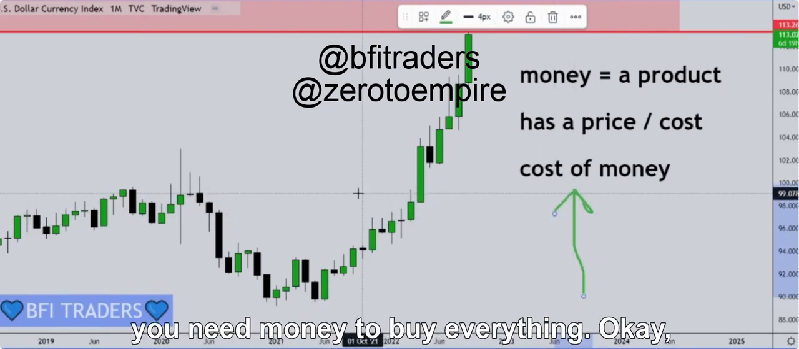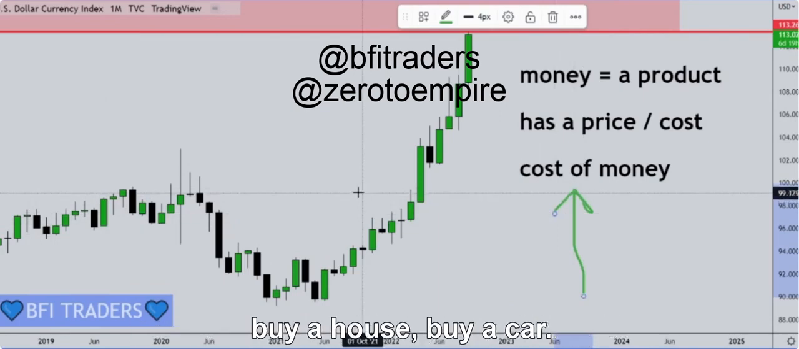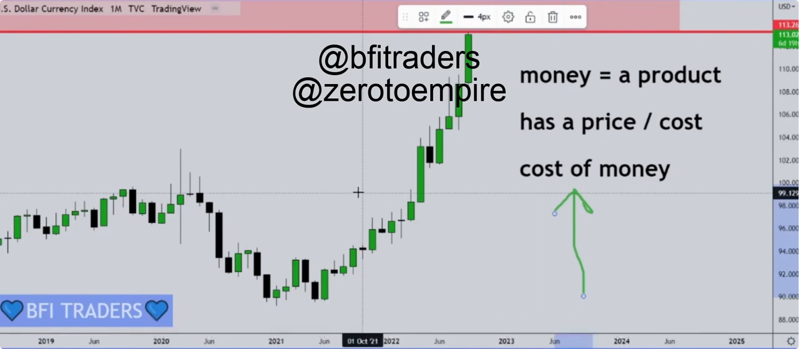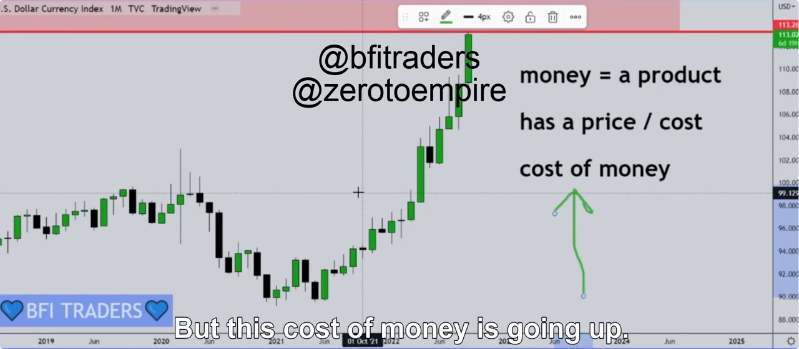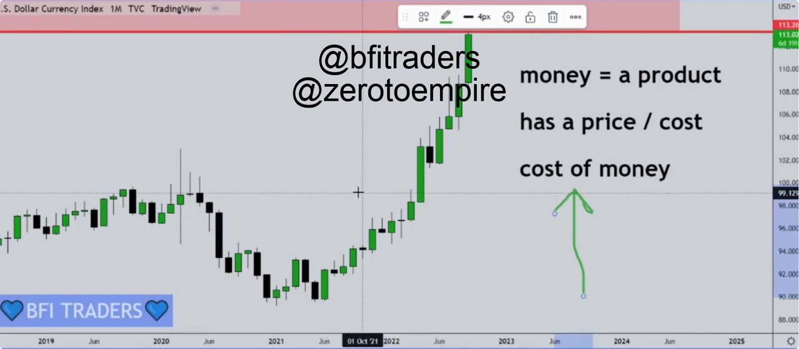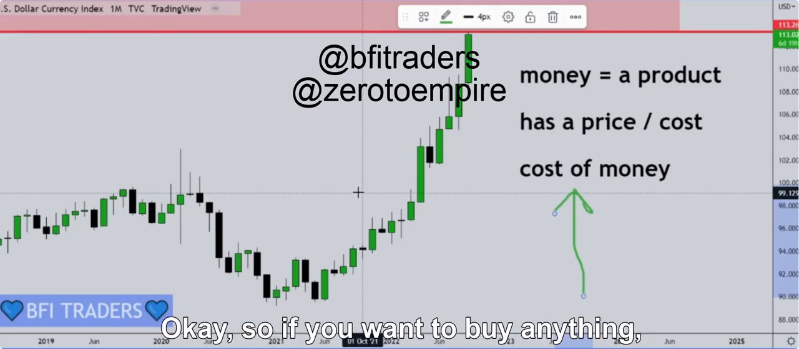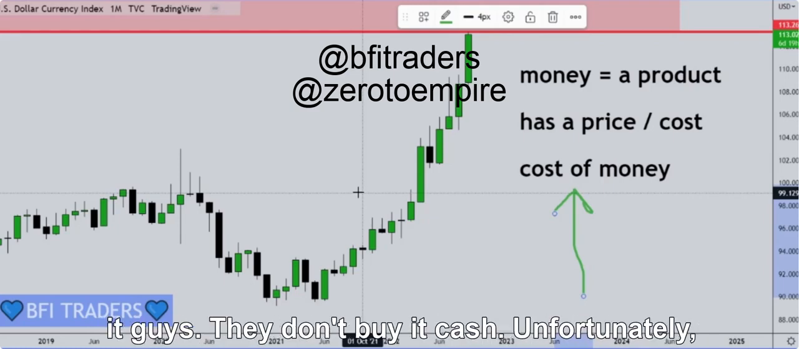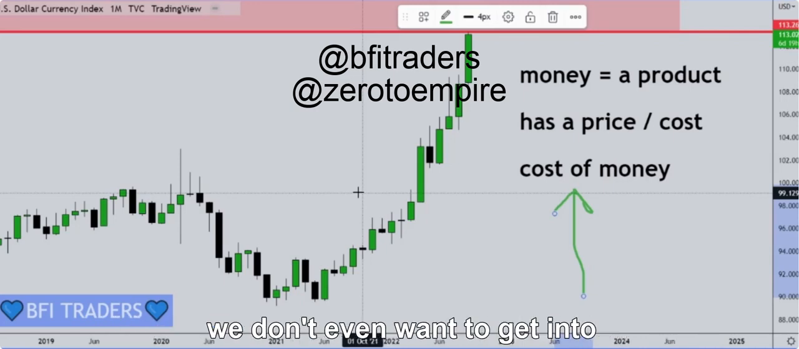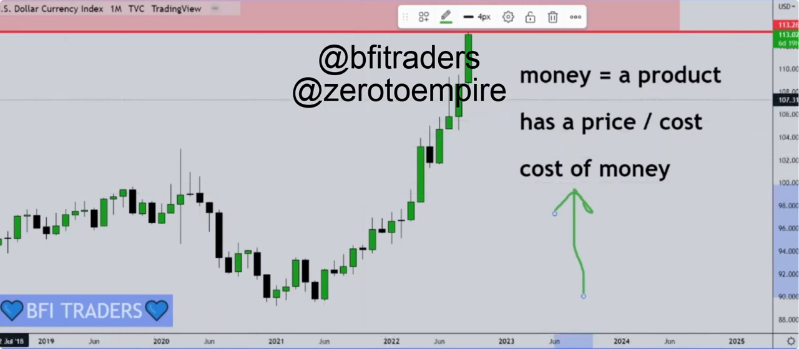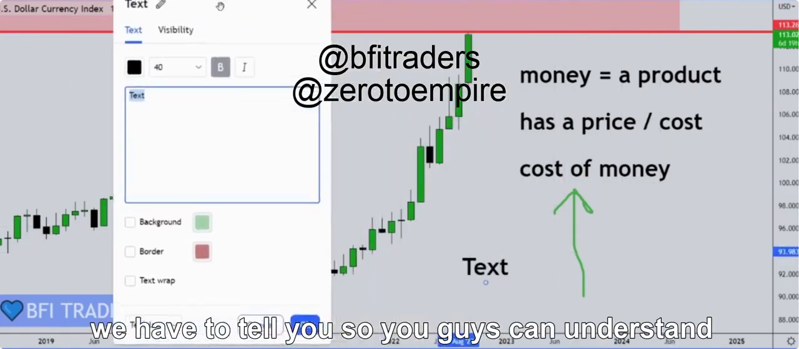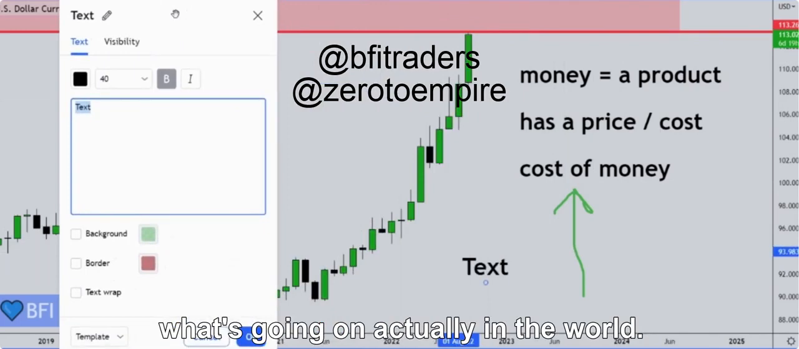Okay, what does that mean? You need money to buy everything. To buy a house, buy a car. You need money. Buy assets, obviously. Assets that cash flow. But this cost of money is going up. So if you want to buy anything, it's just going to be more expensive. And most of it, guys, they don't buy it cash, unfortunately. We don't even want to get into that, all we have to tell you so you guys can understand what's going on actually in the world.